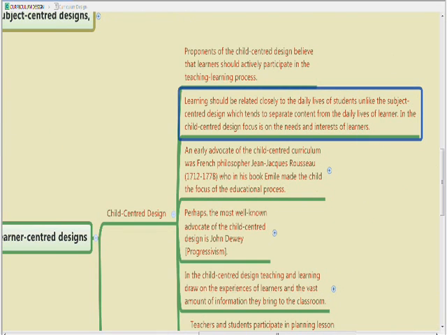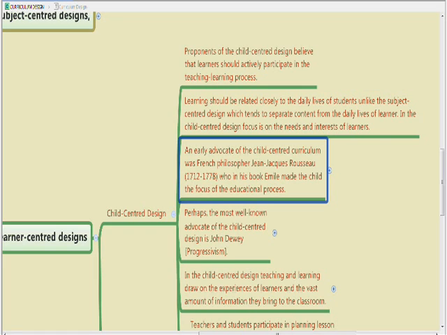Then you have learning should be related closely to the daily lives of students, unlike subject-centered design, which tends to separate content from the daily lives of learners. Child-centered design focuses on the needs and the interests of the learner.